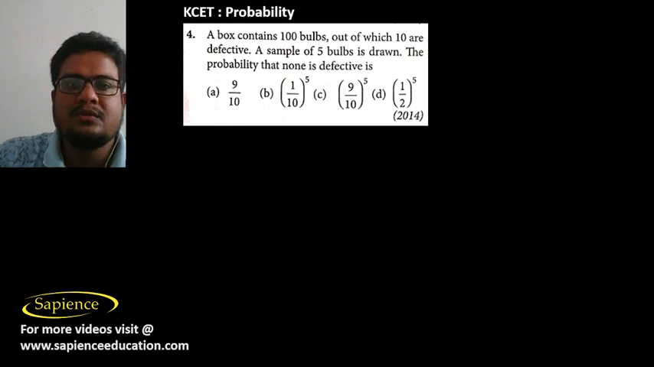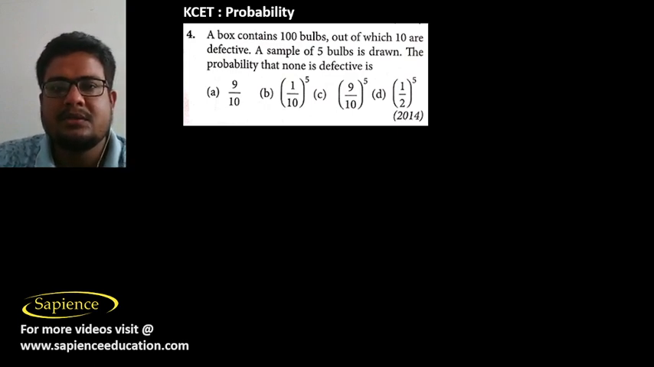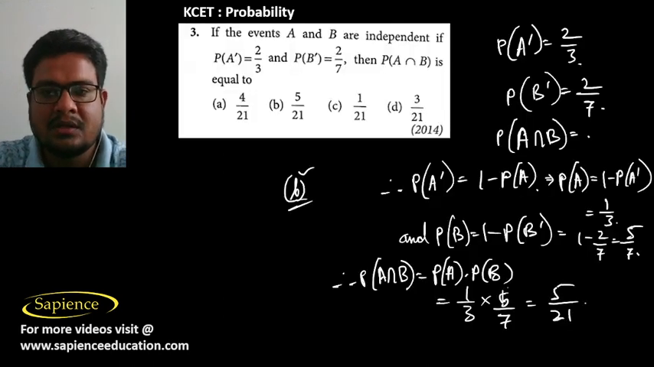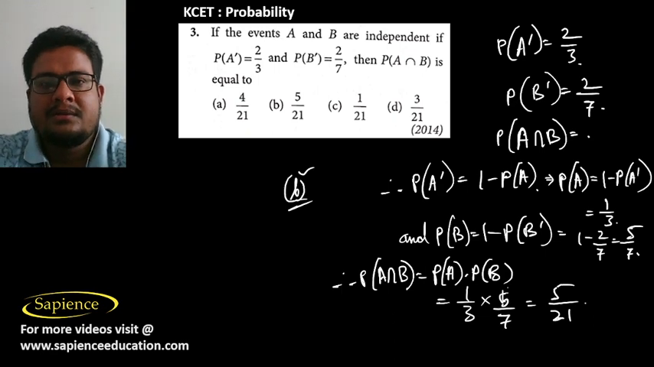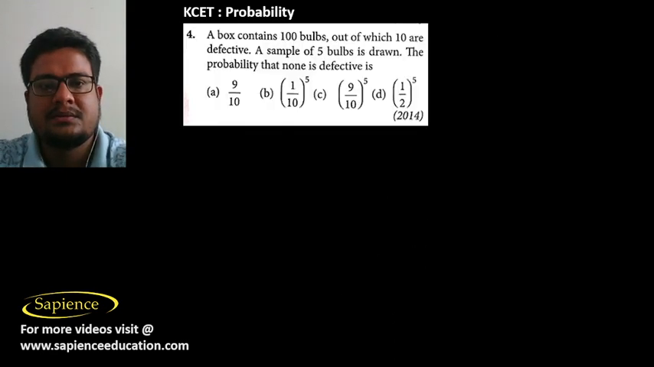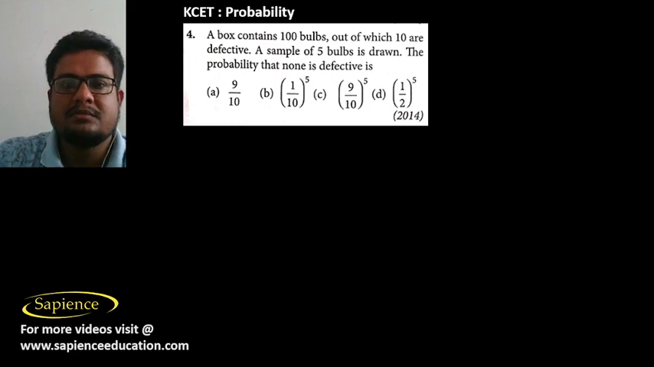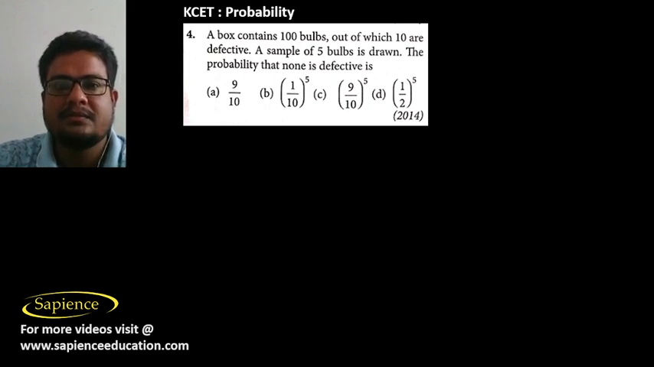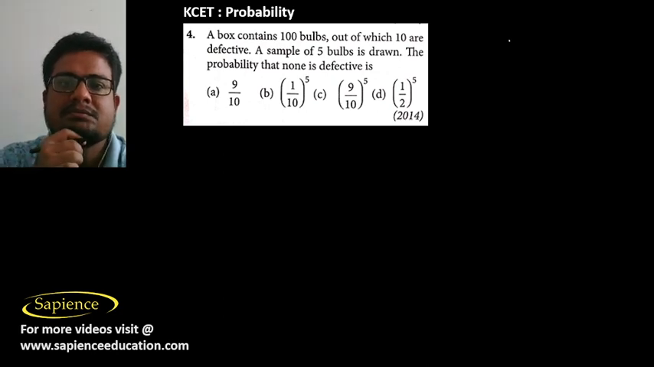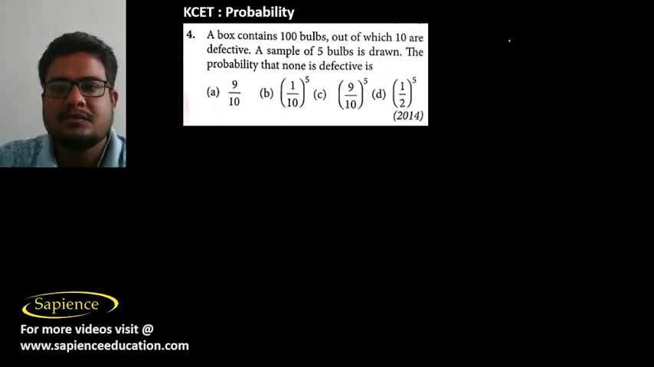Question number 4, it is told a box contains 100 bulbs out of which 10 are defective. A sample of 5 bulbs is drawn. The probability that none of them is defective.